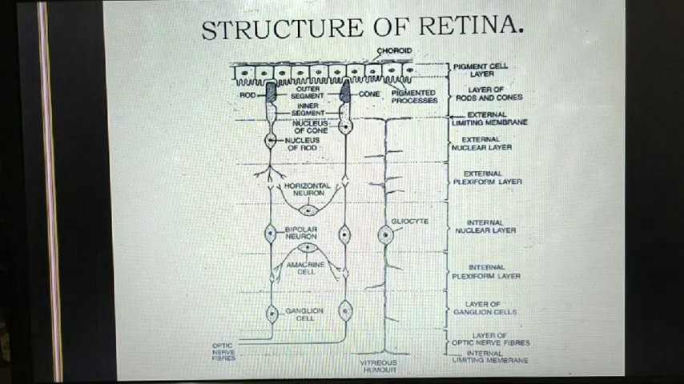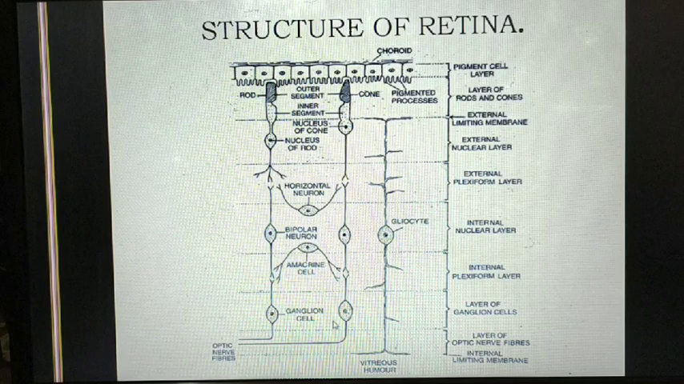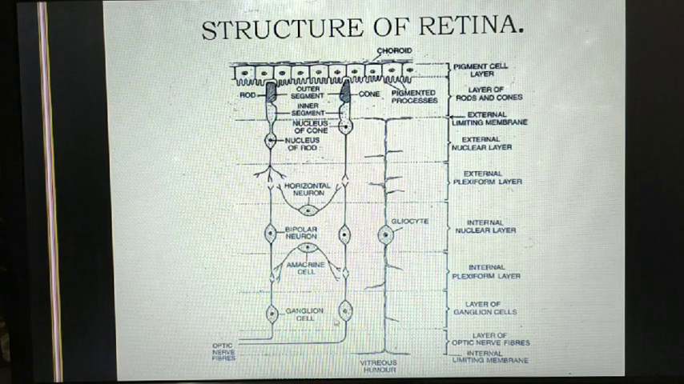Next layer of ganglionic cell. So here we can see the cell bodies and the nuclei of the ganglion cells, and here the cells are connected to the optic fibers.